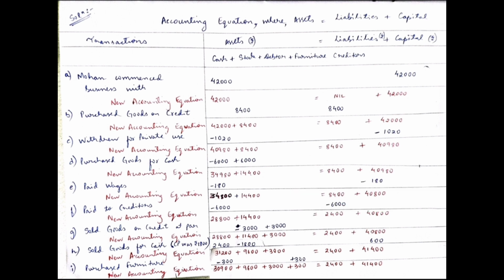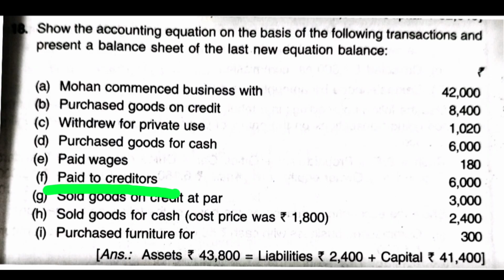Now, moving to our next business transaction. Paid to creditors, rupees 6,000. Paid to creditors.